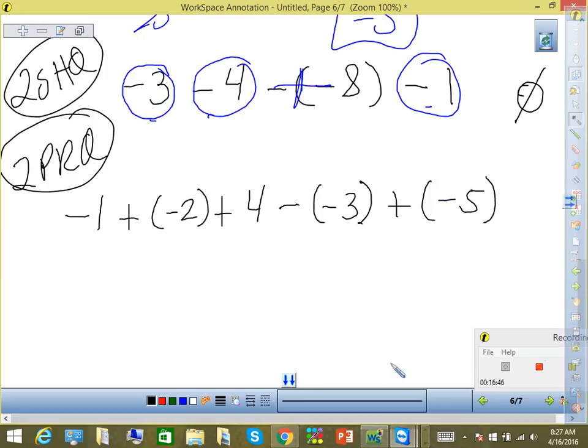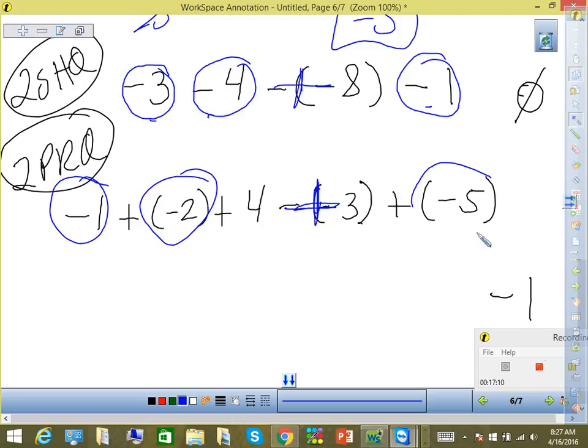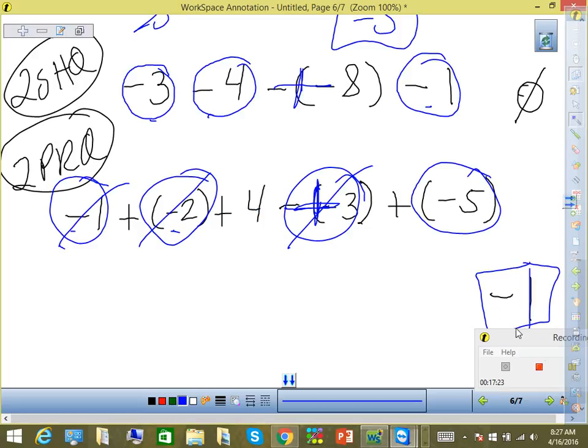Okay, let's see. Nailea, what'd you get for this one? Negative what? Hands if you got -1. That is correct. Here we have a -1, -2. This one becomes a positive. This one is a negative. So -1 and -2, that's -3. And +3, these cancel. 4 and -5, that's -1. Yes?